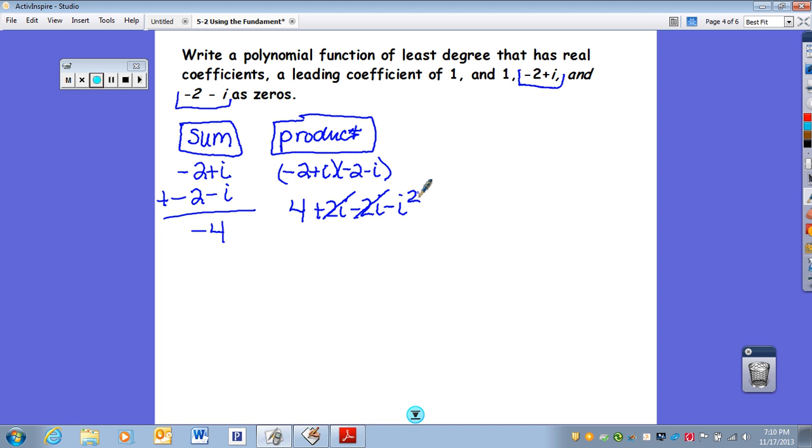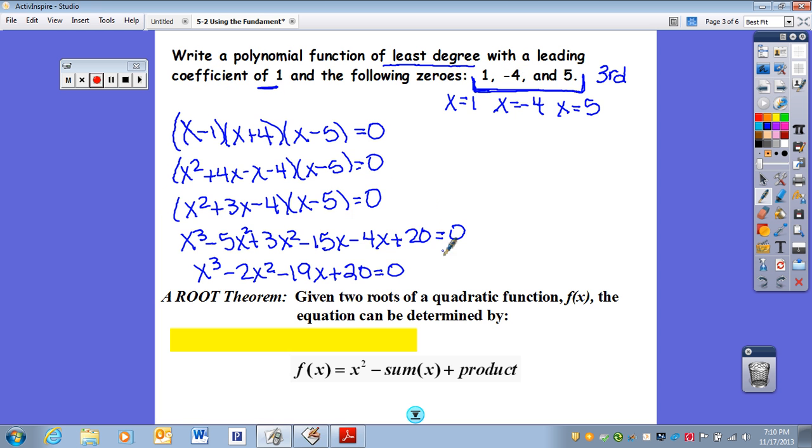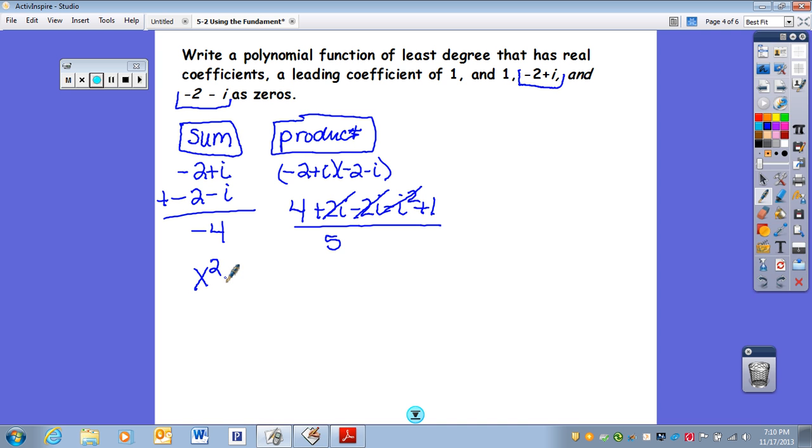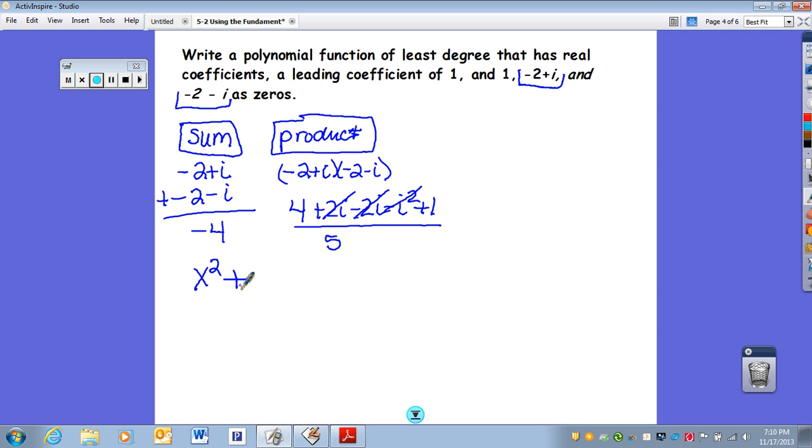Remember that i squared is -1. So if I'm going to subtract -1, that means I'm going to add 1. So my product will be 5. So when I write my quadratic using these two pieces of information, if you recall from the previous pattern, it said take the x squared. And if you look back, then you were supposed to subtract the sum and add the product. So we're subtracting -4, which will mean +4, and then add the product, which would be 5.